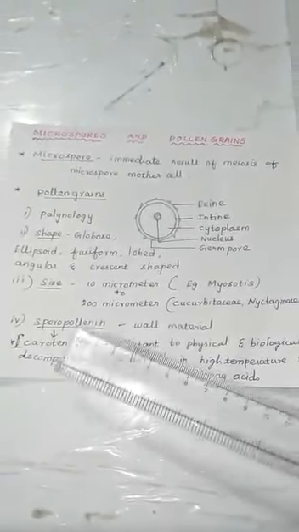Here it is formed from the tapetum and the nature of the substance is carotenoid. It is resistant to physical and biological decomposition and it helps to withstand high temperature as well as strong acid. That's why we can preserve the pollen grains even for 400 years. Which one is helping for preserving the pollen grain? It is nothing other than sporopollenin.